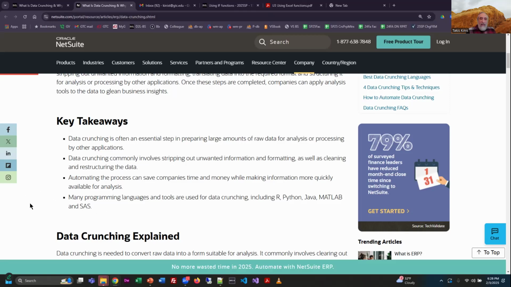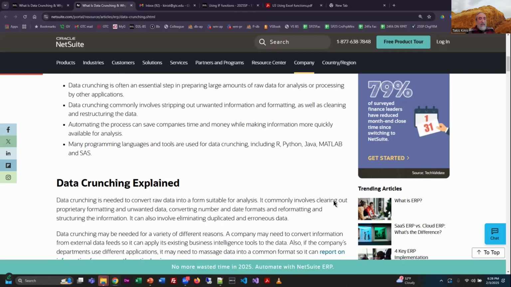Automating the process can save companies time and money while making information more quickly available for analysis. Okay, that's true, provided that crunching happens in advance. And a lot of people call the crunching cleaning, you know, cleaning data, basically. Many programming languages and tools are used for data crunching, including R, Python, Java, MATLAB, and SAS, right?